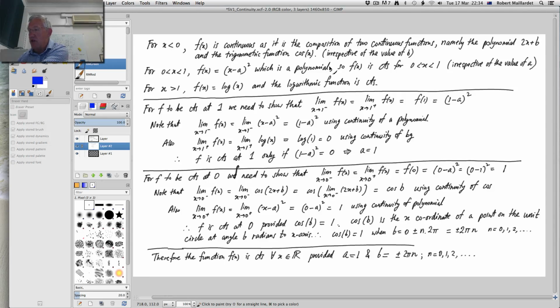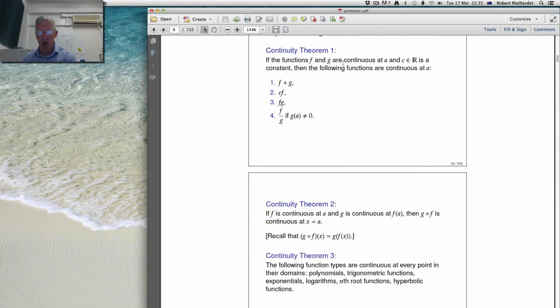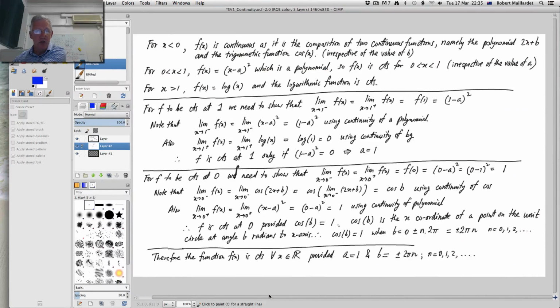Okay, and how do I know that the trig function is continuous and the polynomial is continuous? Well, here's the slide. It's slide 27, continuity theorem 3. It tells you the following function types are continuous at every point in their domains: polynomials, trig functions, exponentials, logs, and so on. So I'm using that part of your lecture notes to do that.